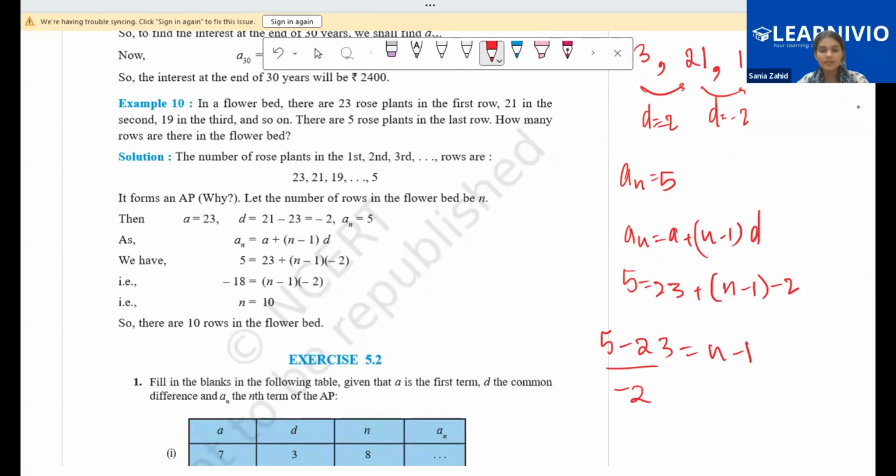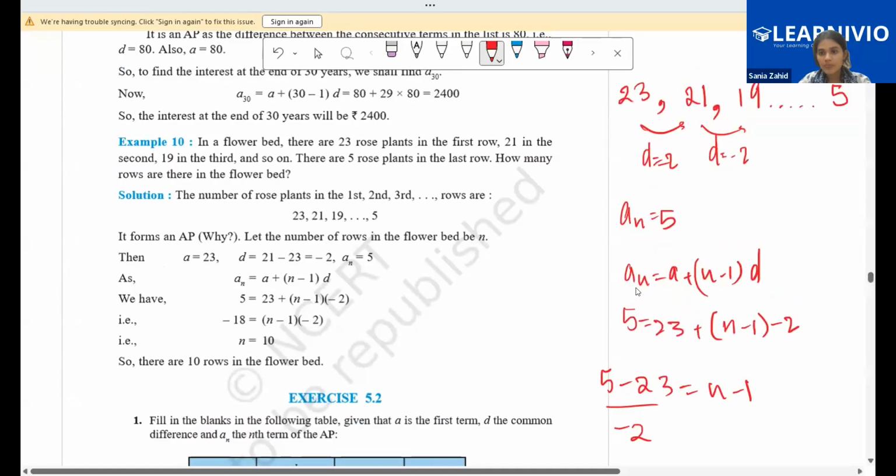Solve it quickly and tell me n. Do the entire thing. Look at the question and do it stepwise. Okay, all the steps should be there.